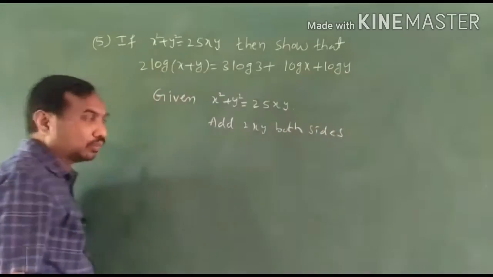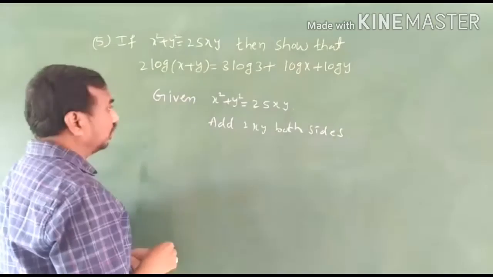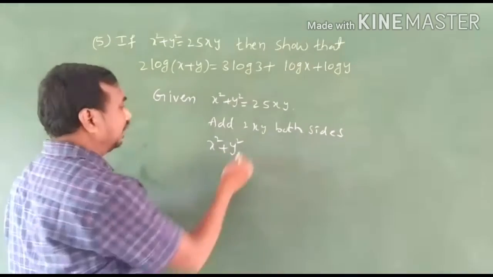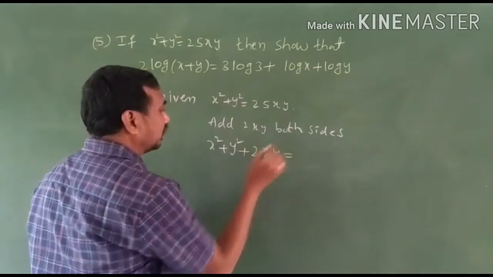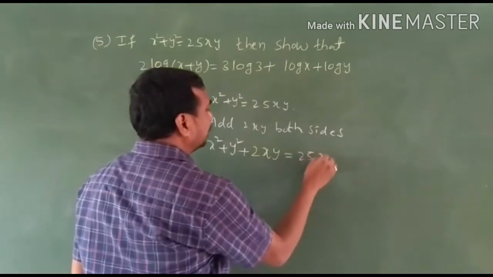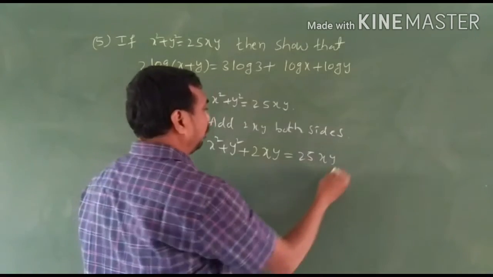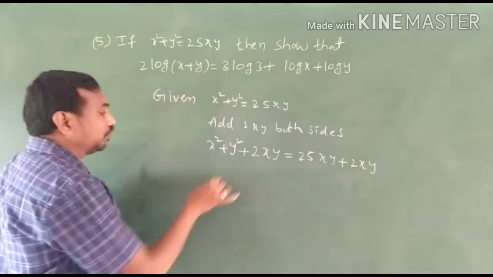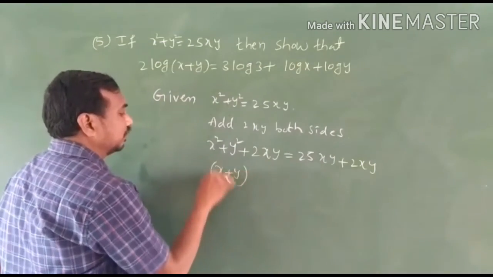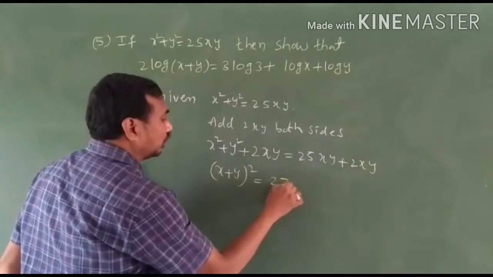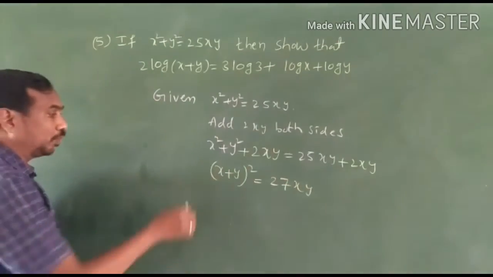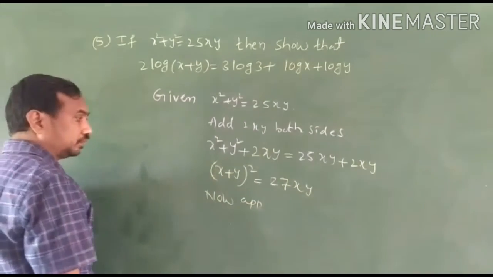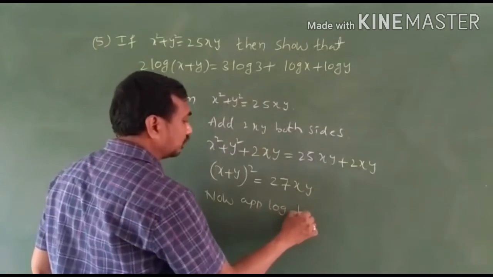Adding 2xy both sides, that is x square plus y square plus 2xy is equal to 25xy plus 2xy. Now this is converted as identity x plus y whole square. This one is 27xy. Now apply log both sides.